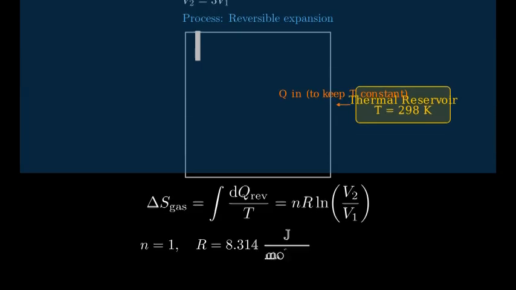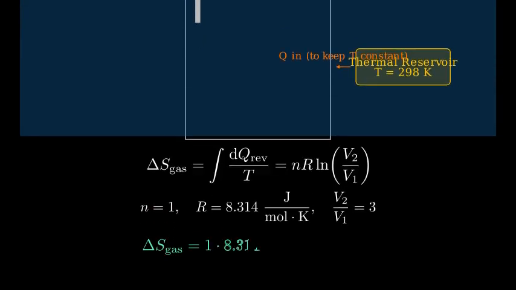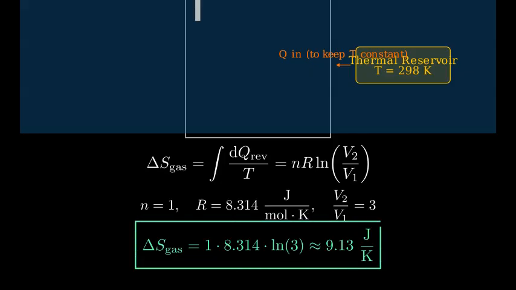Next, we substitute our numbers. n equals 1, R equals 8.314 joules per mole Kelvin, and V2 over V1 equals 3. So ΔS_gas equals 8.314 times the natural log of 3, which is about 1.099, giving approximately 9.13 joules per Kelvin.